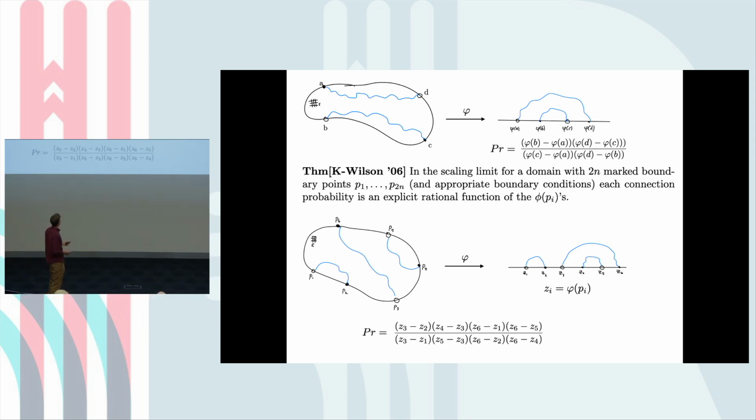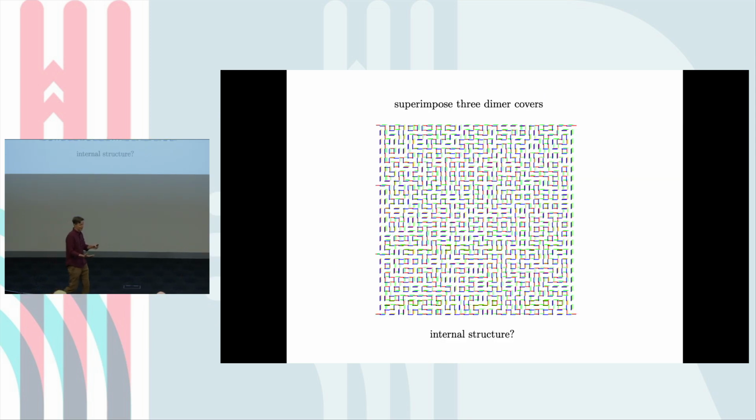So recently we wanted to ask the question, what happens if you superimpose 3 dimer covers or do something more complicated? Here I took a green one, a blue one, and a red one with some boundary conditions. But unfortunately, when you superimpose them, it's just kind of a mess. It's kind of a cloud of things. You don't see any internal structure there. But I want to tell you that one of the goals of this talk is to point out that there is some internal structure, and you can make a similar kind of calculation.